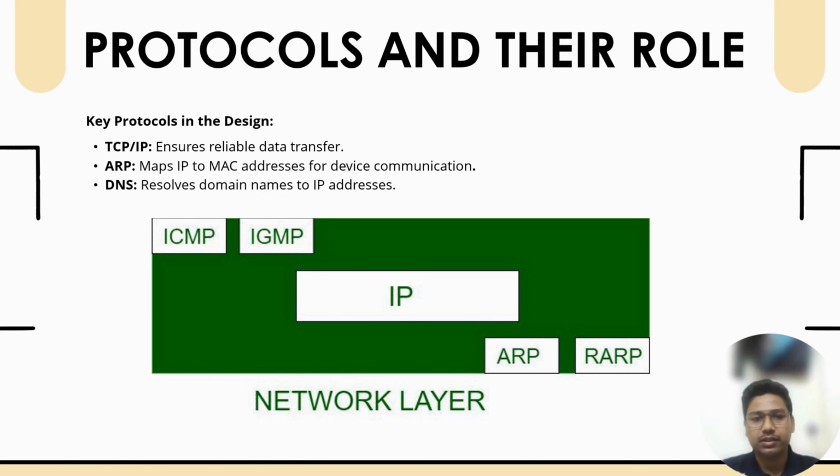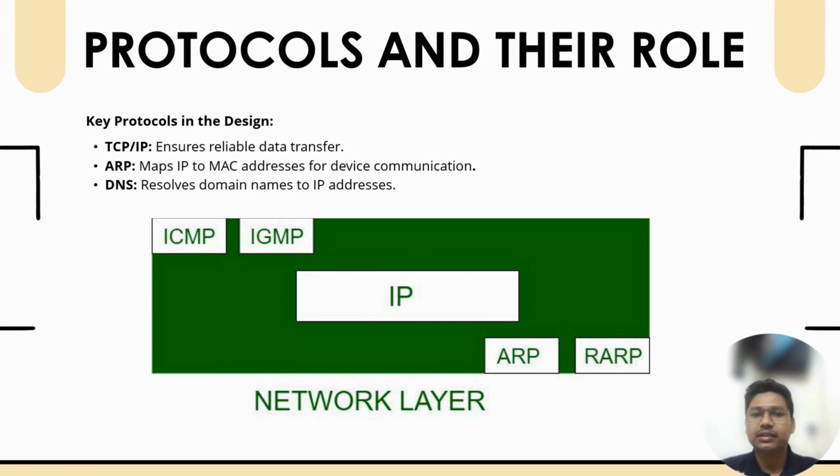Now let's take an example. Think of TCP/IP as a postal system. When you send a parcel, it's broken into smaller boxes, sent via various routes, and finally delivered to the recipient, who reassembles them. Second one is ARP, Address Resolution Protocol.